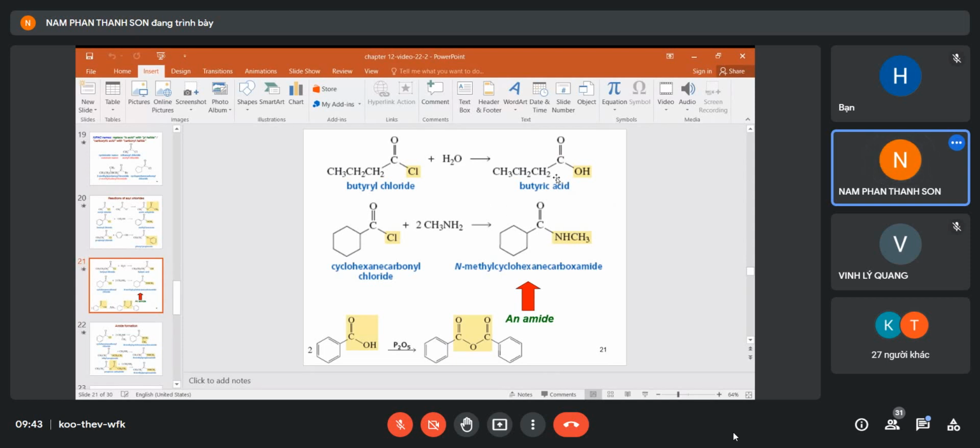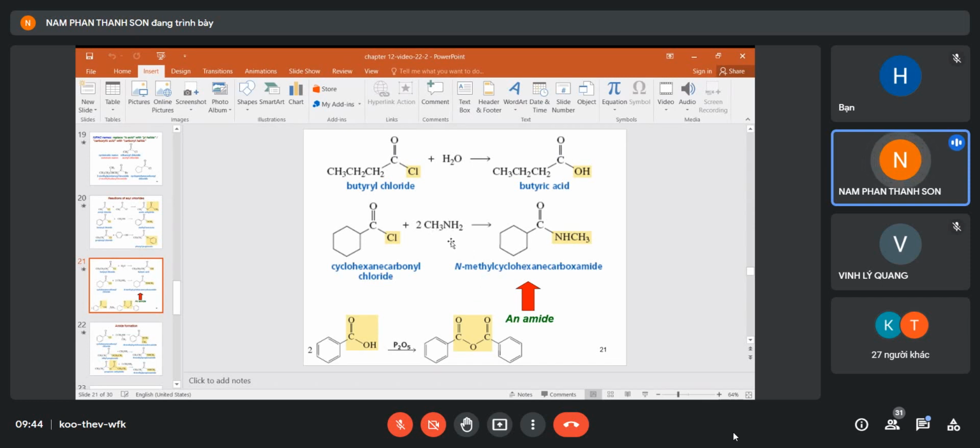Okay, and now this is the new reaction. Actually, it's not very new. We can carry out the reaction of C double O Cl with amines, and then we have amide. You can say amide or amide. I don't know why some people say amide, some people say amide.